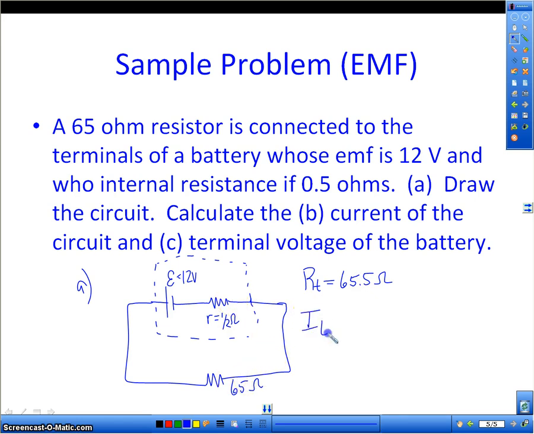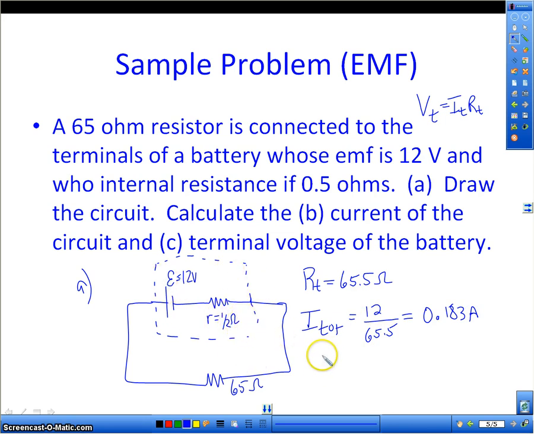which makes my I total for this circuit equal to the 12 divided by the 65.5. Remember I'm using V total is I total times R total. Right? So that's the formula I'm using. It's Ohm's law, but for totals. So my I total is going to be my V total, in this case my EMF, divided by 65.5. So I end up getting a total current of 0.183 amps. That's because there's this extra half ohm in my circuit, which comes from inside my battery.